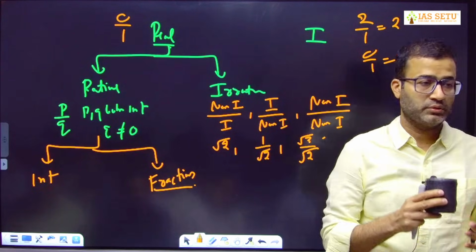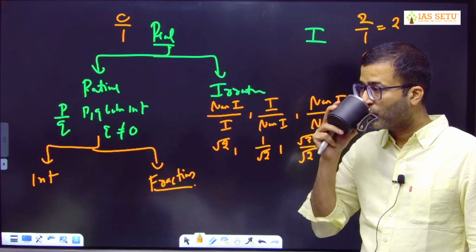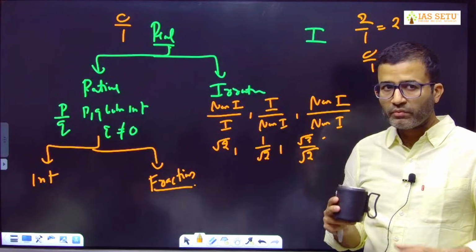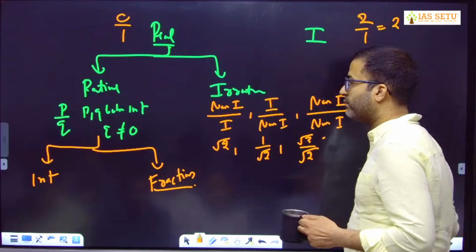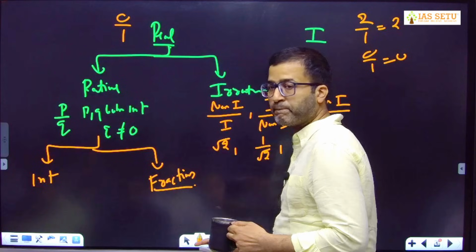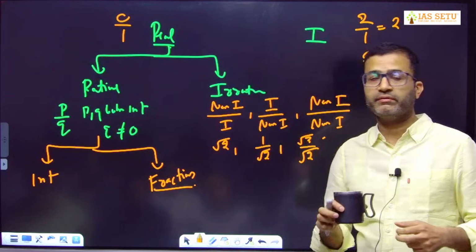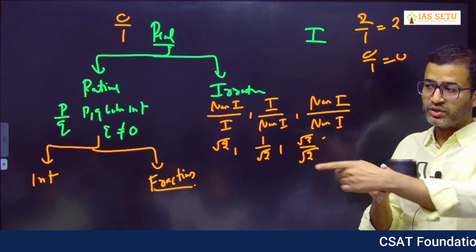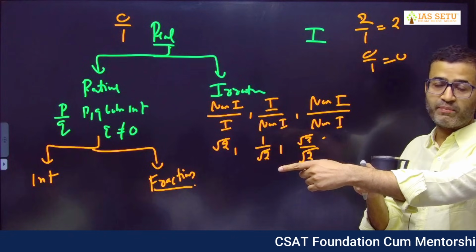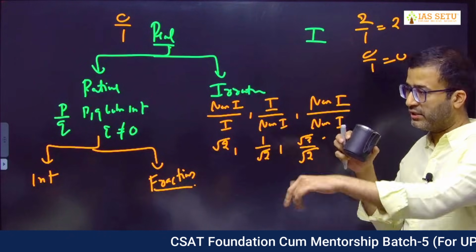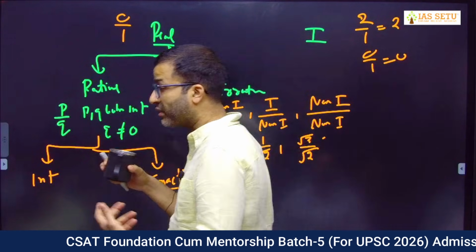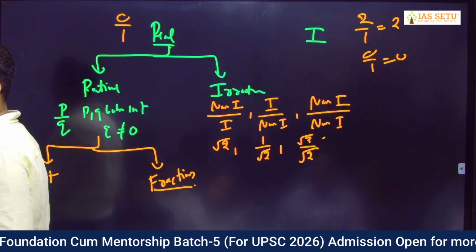Any other doubt? How can we represent pi on number line? How many of you belong to category 1? If you don't understand, catch me after class, I will answer your question.